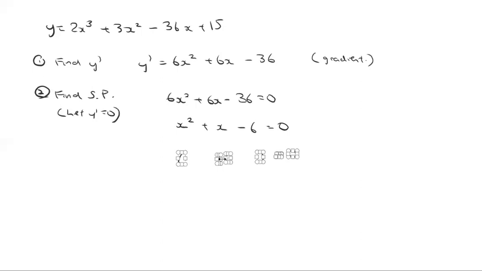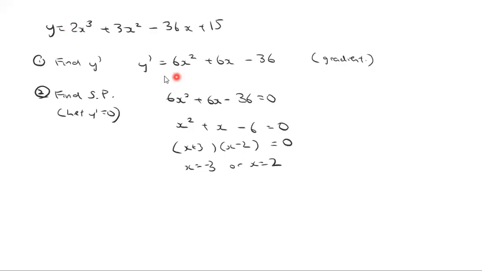So it's going to be x plus 3 and x minus 2. In other words, you'll get x equals minus 3 or x equals 2. Right? So think about what we've done here. We've taken a function. We've derived it.